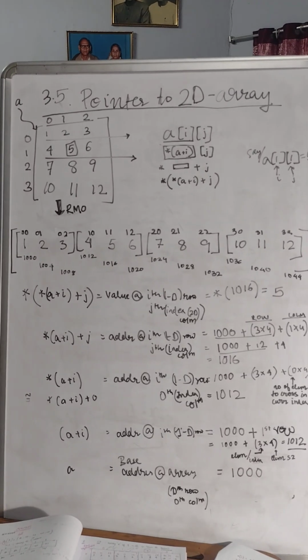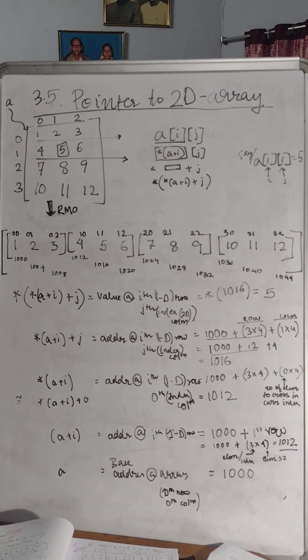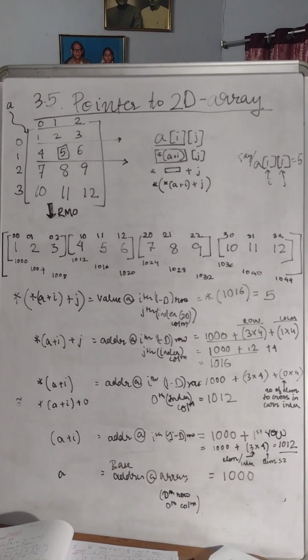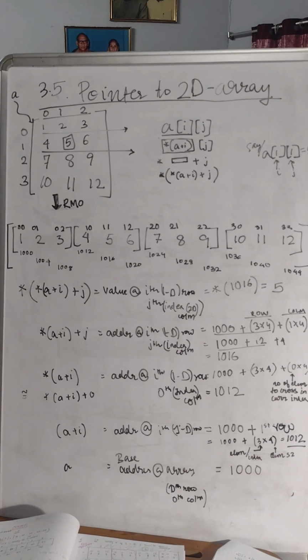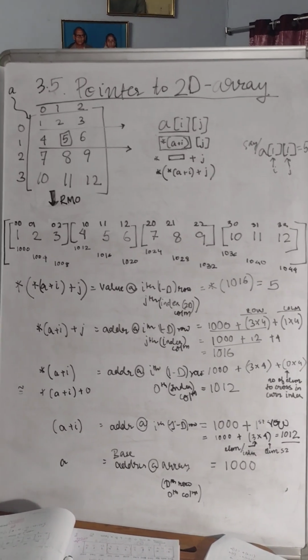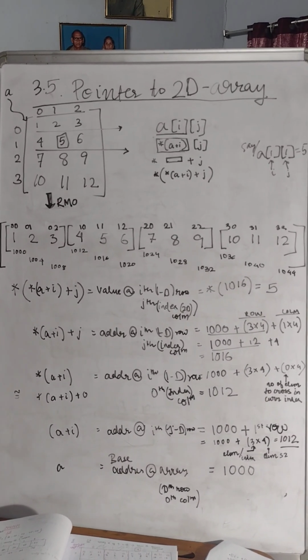So coming to the fifth portion, that is the pointer to a 2D array. Here we have a 2D array A, which has 4 rows and 3 columns, 0, 1, 2, 3 rows and 0, 1, 2 as the columns. And we are traversing this array in the row major order format. That is, the first rows are traversed and then the columns are getting traversed.